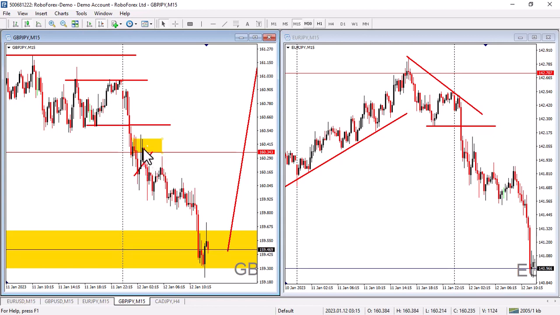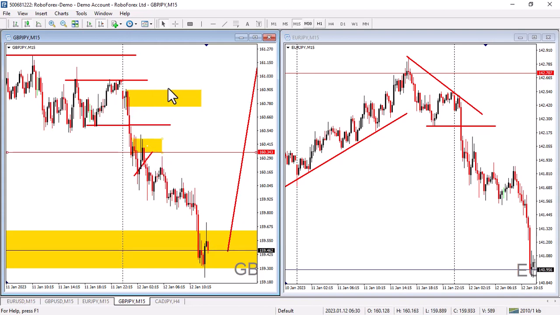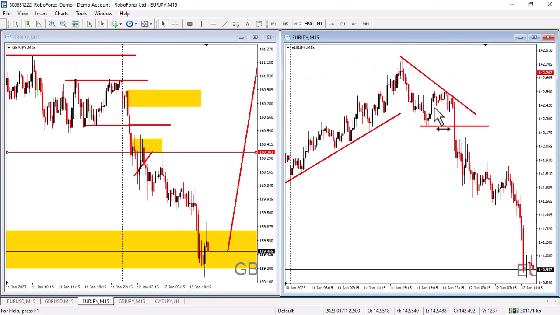So this is how you can take advantage of SMT divergence when it comes to related pairs. Or you could have traded something in this area here. You could have waited for price to come and retest this and trade likewise. So this is what we are saying.